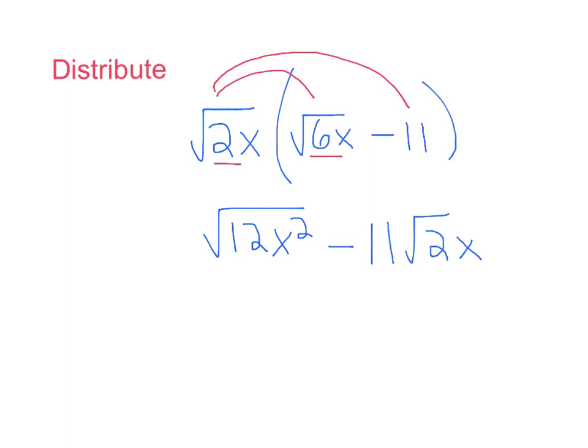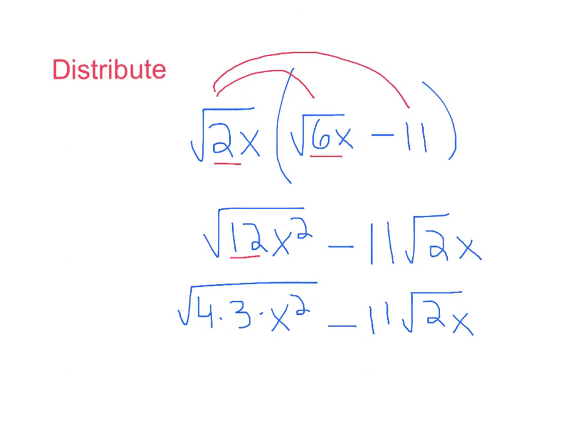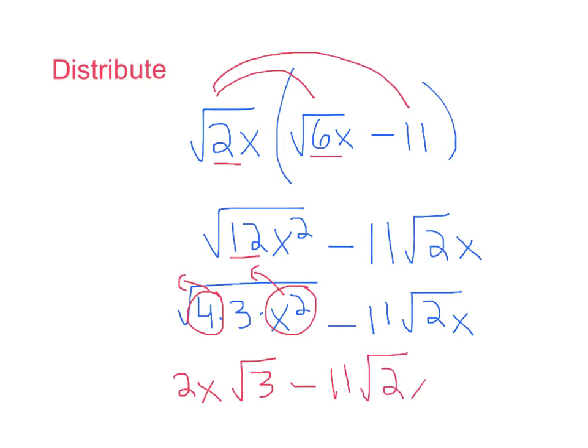Okay, now we have to make sure that everything is simplified. The 12 can break up, but the x squared is already a perfect square. So we can break this up into 4 times 3 times x squared, and we still have minus 11 times the square root of 2x. And now let's square root our perfect squares. The square root of 4 is 2. The square root of x squared is x, which leaves us with 2x square root of 3 minus 11, the square root of 2x. And that is all that we can simplify.